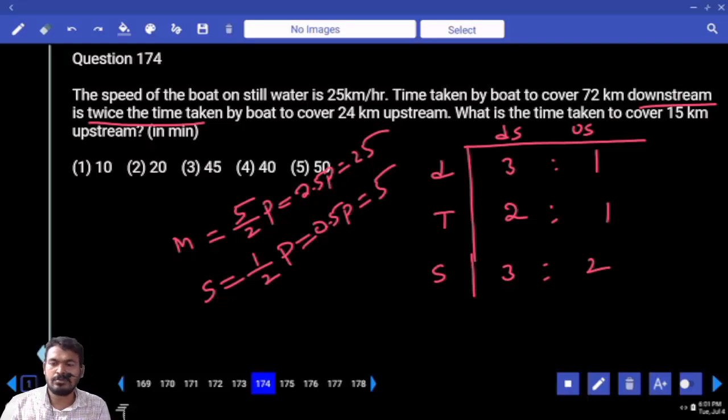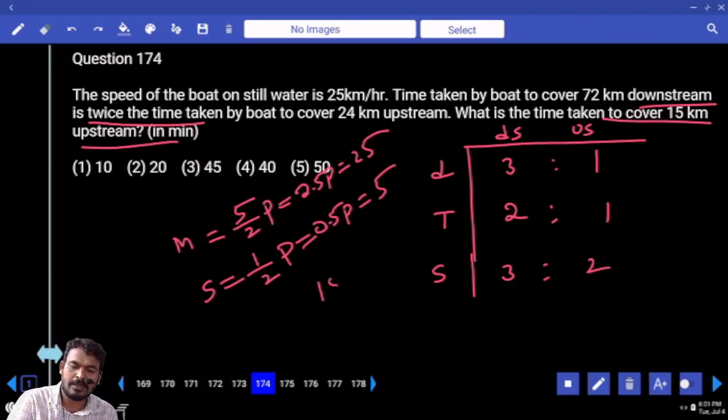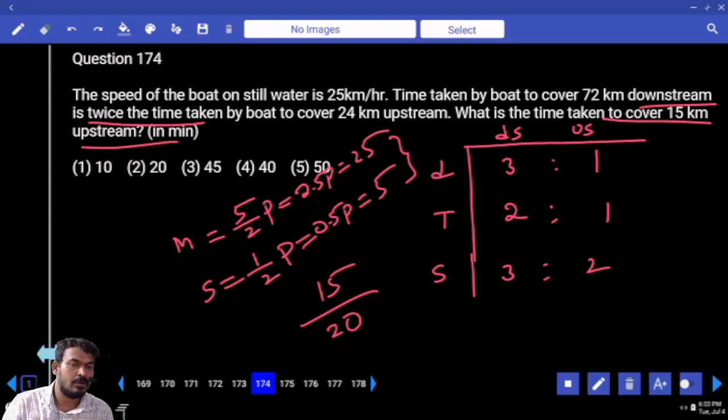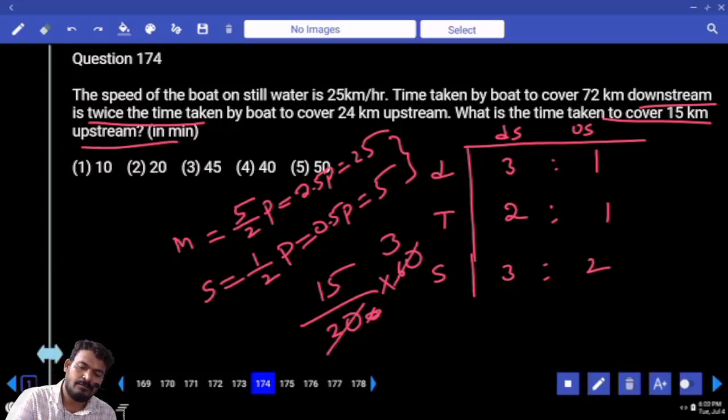Okay. What is the question here? Time taken to cover 15 kilometers upstream or downstream? Upstream. What is the distance value? 15. What is the upstream speed? M minus s or m plus s? M minus s. 25 minus 5, how much? 20. Converted to which one? Minutes, sir. Multiplied by 60. 15 by 20 is 3/4, times 60 is 45.